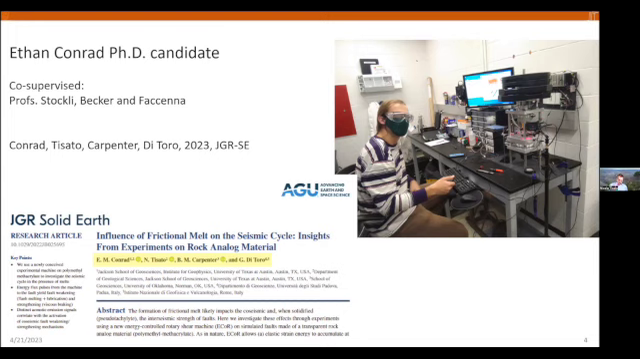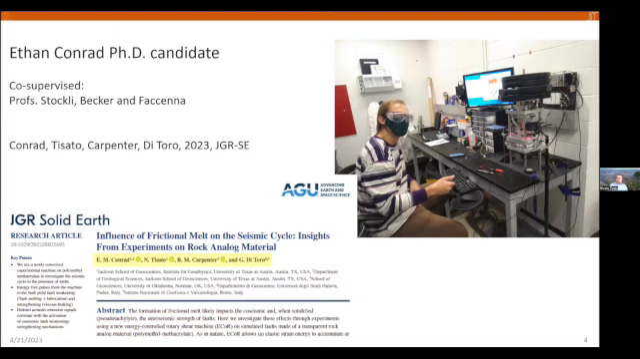Caroline before mentioned that I did my master in Padova in 2008, and I did my master under the supervision of Professor Di Toro. And at the time, I did my master using a rotary machine, which was a typical rotary machine, where the velocity and the displacement are imposed. And I will go briefly there in a few slides. I will explain to you why imposing velocity and displacement might limit our understanding of earthquakes.